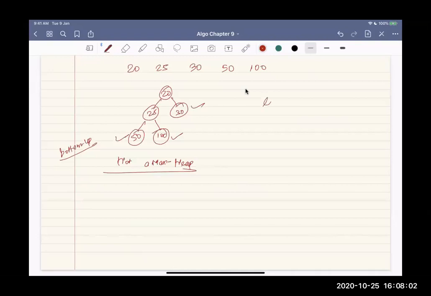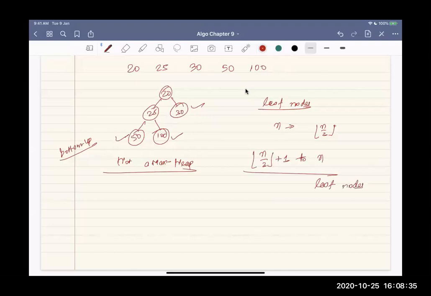So the leaf nodes, can I also give the location of leaf nodes if there are n elements, a1 to an? What would be the location of the leaf nodes? You see, for the last node n, the parent is n by 2. So that means this is the last node who is a parent. So starting from floor of n by 2 plus 1 to n, they are all leaf nodes and they are already heaps.